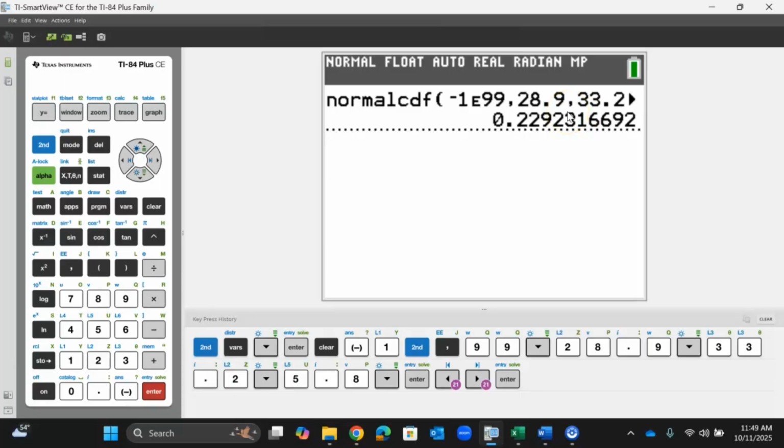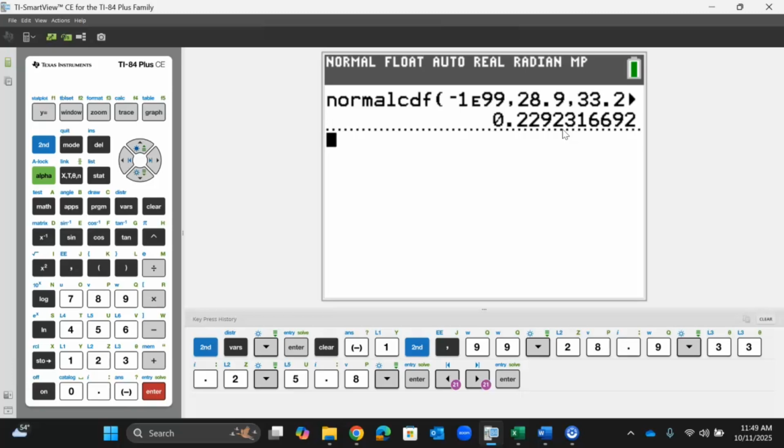The probability is going to be presented to you as a decimal. So in this case, I would say we would round that to the fourth decimal place. So we should get around 0.2292, or in other words, there is a 22.92% chance that we have a student who has completed the activity in 28.9 seconds or less.